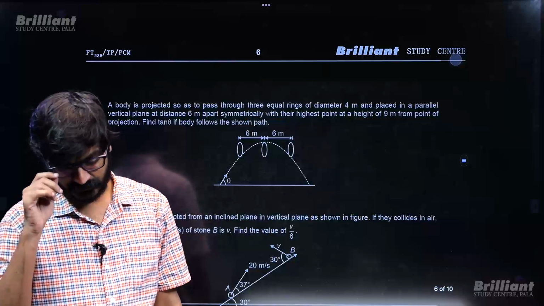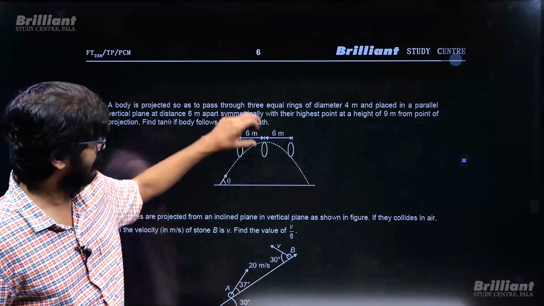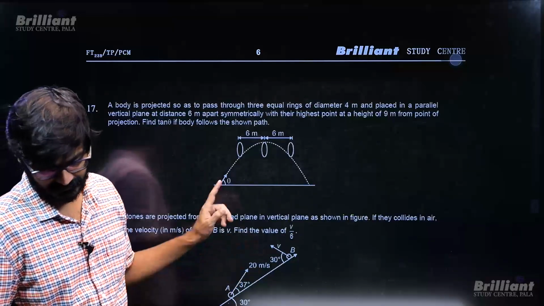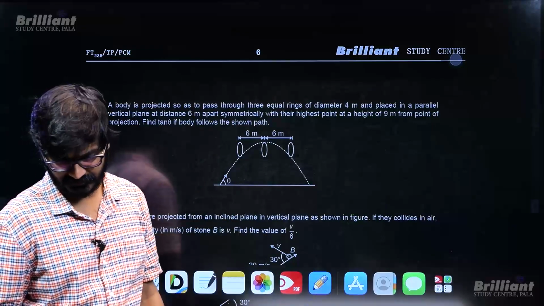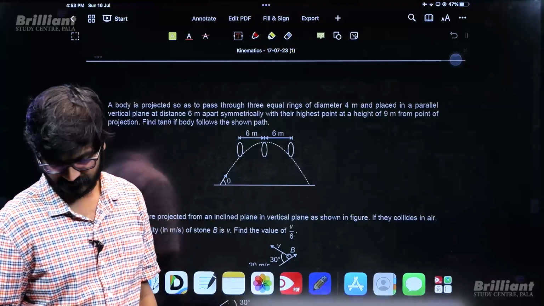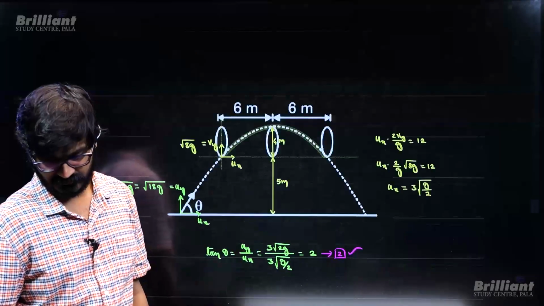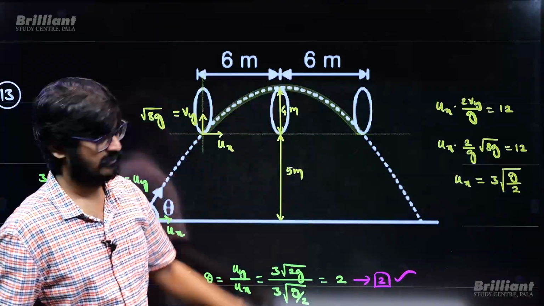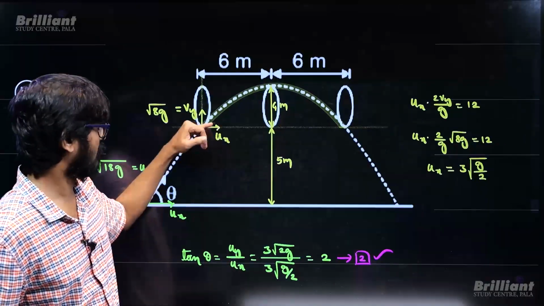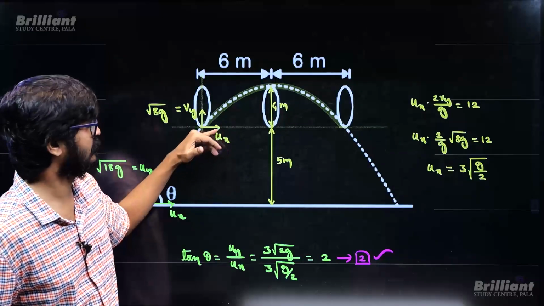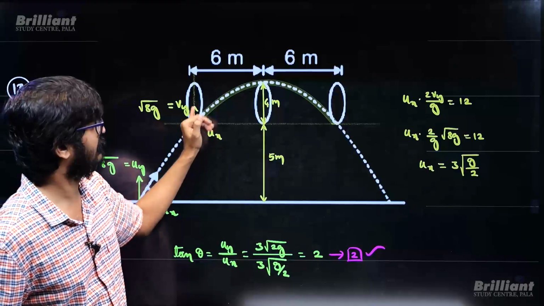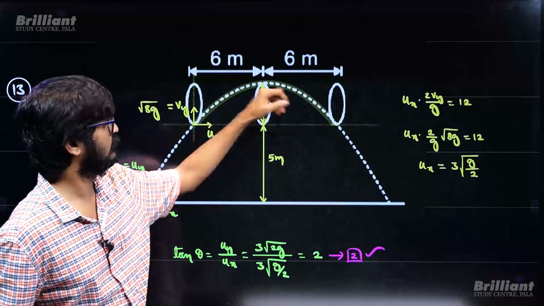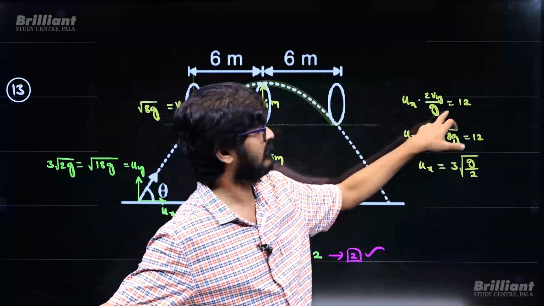A body is projected so as to pass through equal rings. This diameter is 4 given and this is 6 given. They are asking what is this angle. I think this question already came once in one of your exams. So basically I can take a projectile from here to here. Range is going to be 12. So if I take this, horizontal speed will be the same, so I am calling it ux. If I call this uy, the time taken from here to here is 2uy by g. So the range is ux into 2uy by g, that is 12.